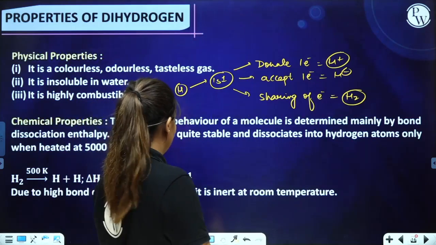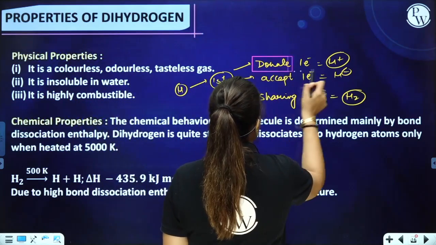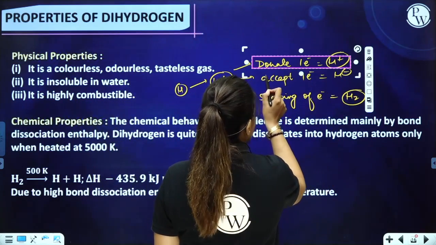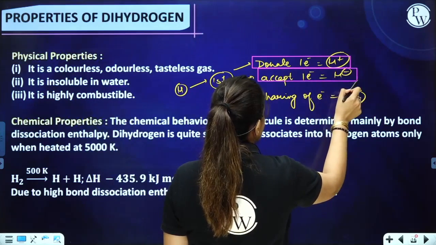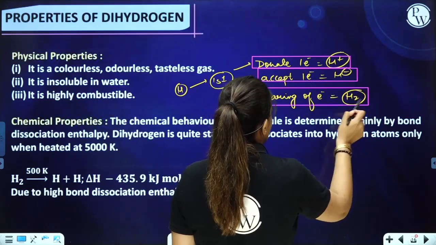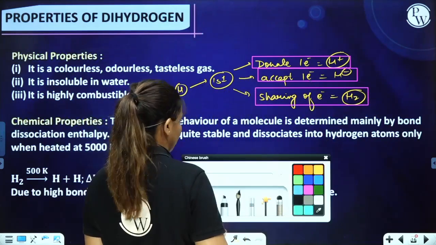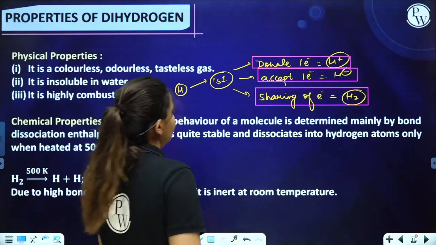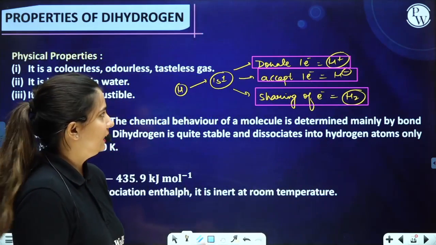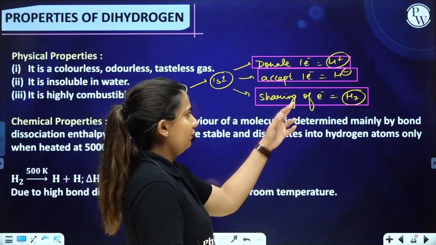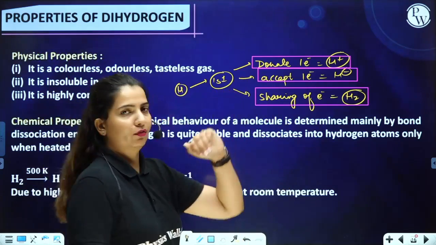So you have to remember all of these things: donation, acceptance, and the sharing of electrons. All three are possible in the case of hydrogen. These three are the domains. Sharing can form the covalent bond, and the first and second can form the ionic bond.